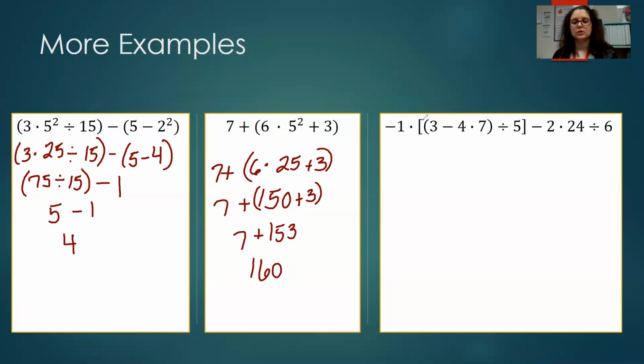Last example. So in this case, we have parentheses and what are called brackets. So when we have two sets of grouping methods, we start with the one on the inside. So the brackets are outside of the parentheses, so we'll go to the parentheses first. So we have subtraction and multiplication. Multiplication comes before subtraction. So we have 3 minus 4 times 7 is 28. Bring down my negative 1 and my times, my bracket, parentheses, division sign 5, another bracket, minus 2 times 24 divided by 6. Okay, we're still inside the parentheses.